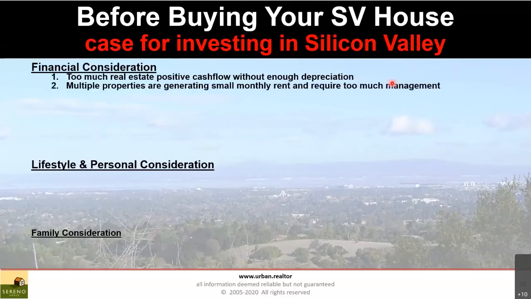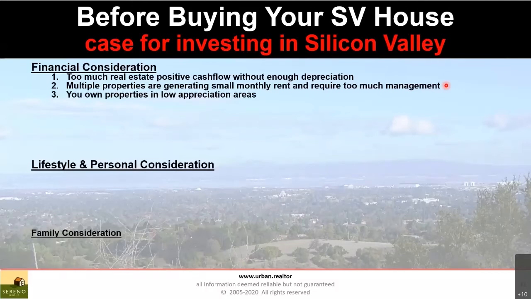Multiple properties generating small monthly rent and requiring too much management. For instance, if you are getting tired, at the age of retirement, and you have too many properties with too much hassle of management and a small amount of rent, we know that outside of the area we're talking about a rent income between $1,400 and maybe $2,000 at most. And here in Silicon Valley, we're talking about at least $3,000 on a single family home, and for the house we're getting in East Menlo Park, about $5,000 a month.